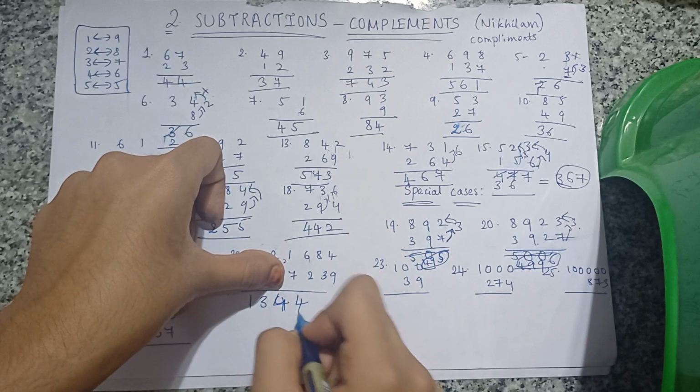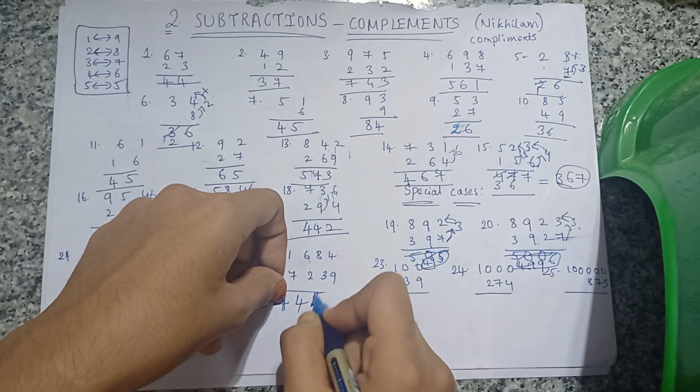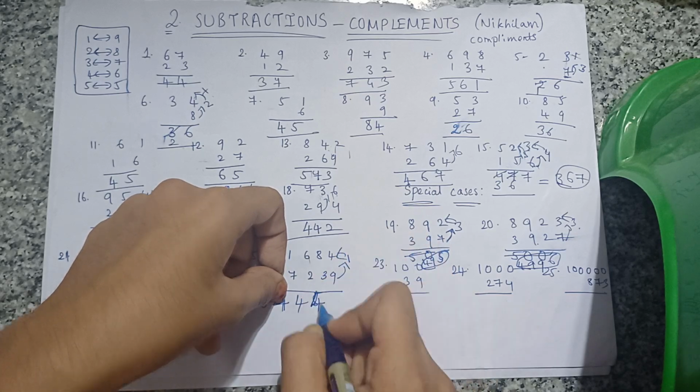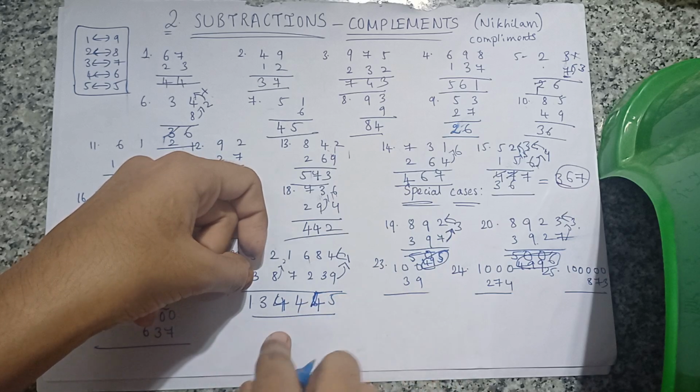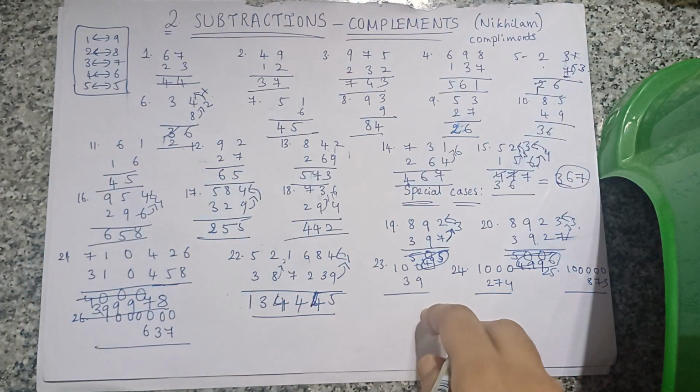Now 6 minus 2, 4. 8 minus 3, 5. But since it is a mismatching pair, 5 minus 1, which is 4. And the complement for 9 is 1, and 4 plus 1, which is 5. This is your answer. And now coming to this type of question.